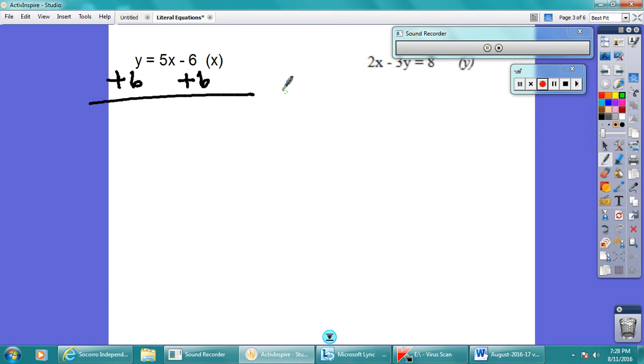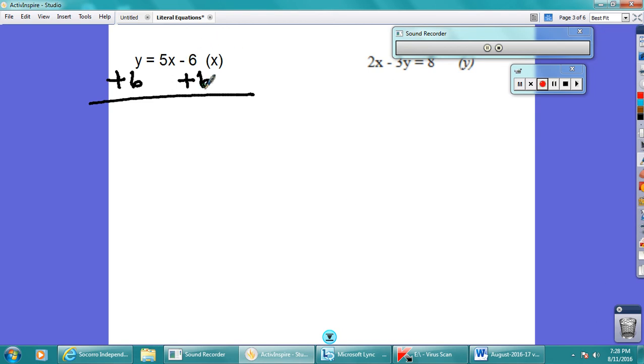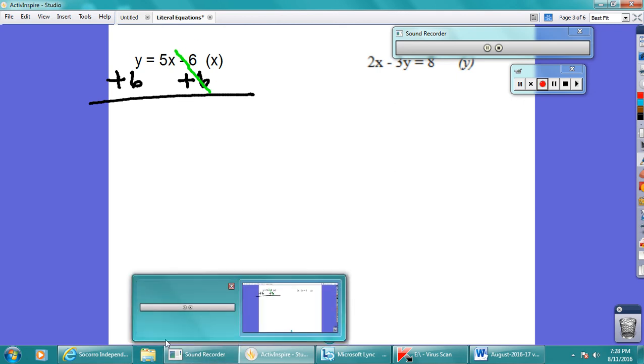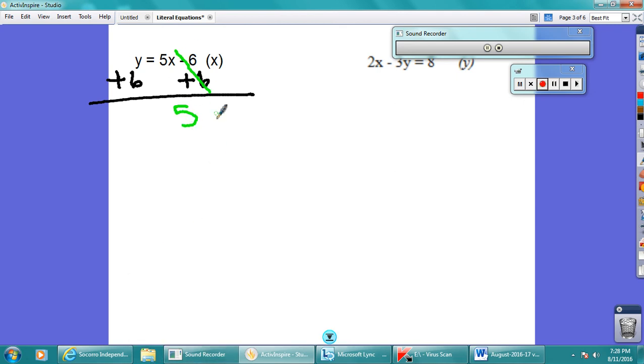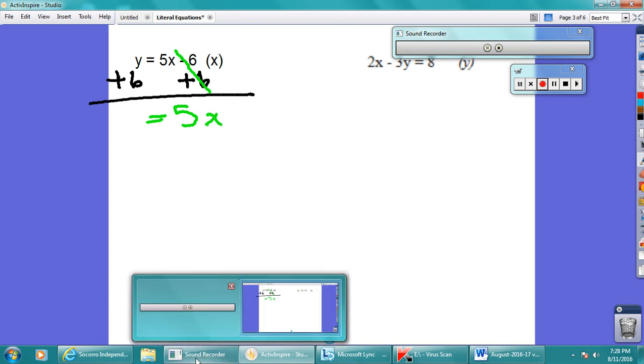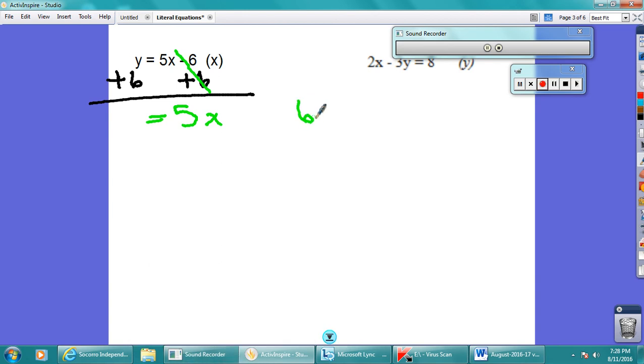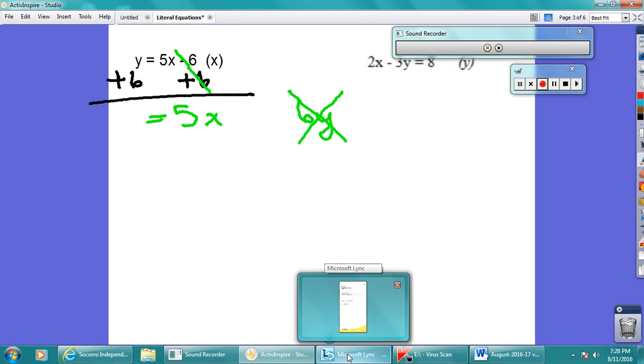So now, negative 6 plus 6, that cancels each other out, becomes 0. We bring the 5x down. And now, be careful here. This is not 6y. It is 6 plus y, or y plus 6.